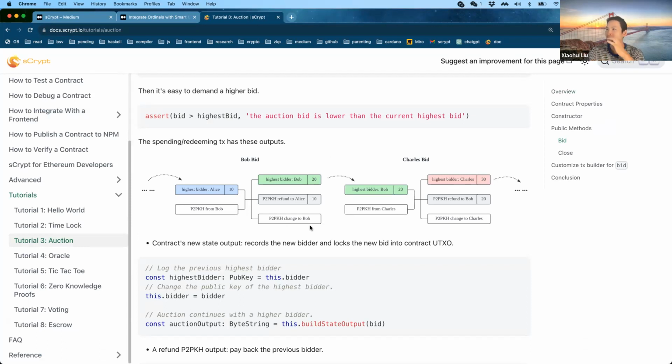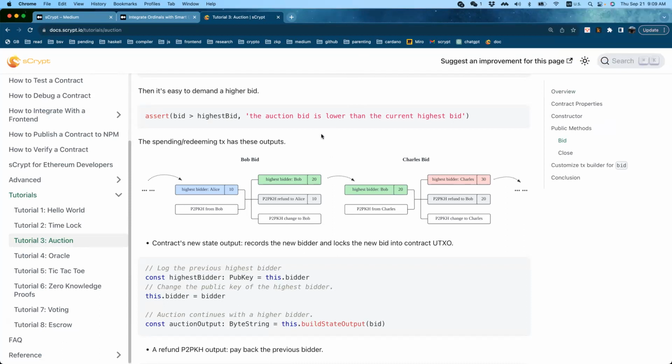Go ahead, Yusuf. The original auction consists of the auctioneer, a bidder, and the highest bidder. When the auction starts, the auctioneer is the first bidder, and when a new bidder bids, the contract checks if the bid is higher than the current bid. If it is, the highest bidder is updated, and the previous bidder is refunded.